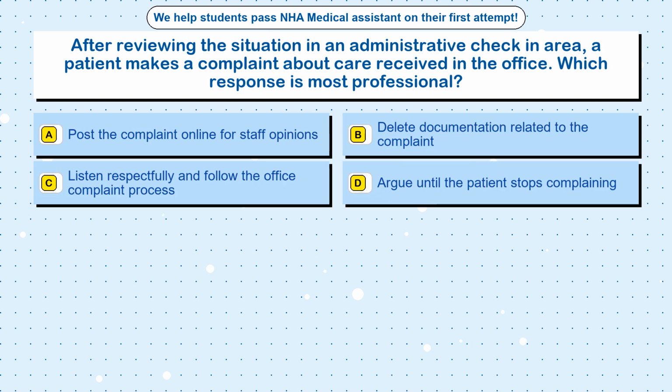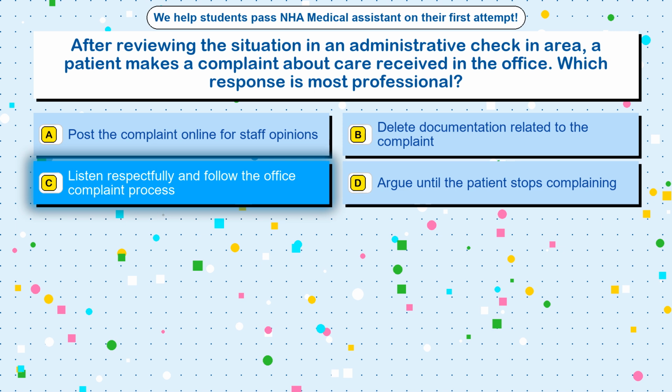Question 89. After reviewing the situation in an administrative check-in area, a patient makes a complaint about care received in the office. Which response is most professional? Option A. Post the complaint online for staff opinions. Option B. Delete documentation related to the complaint. Option C. Listen respectfully and follow the office complaint process. Option D. Argue until the patient stops complaining.